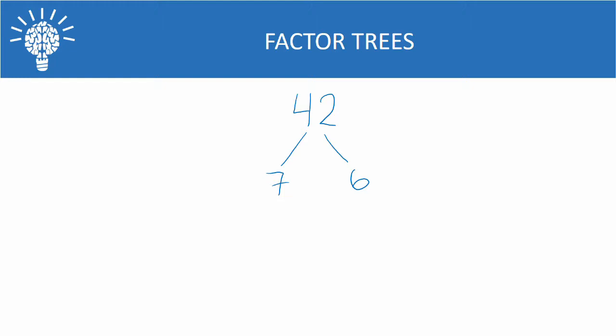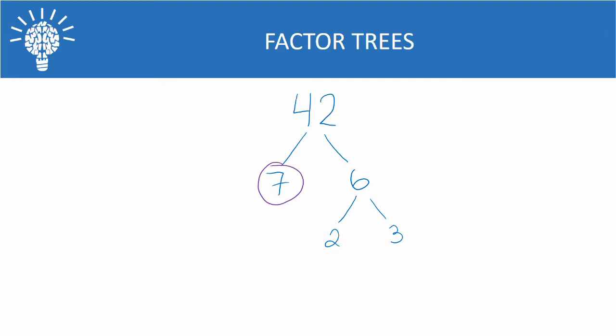And now I have to ask myself, are these numbers prime? If the numbers are prime, then I'm going to circle them. And if they're not prime, I'm going to need to split them up further. So 7 is a prime number, and so I am going to circle that number, but 6, on the other hand, is a composite number. It can split up further. 6 can be written as 2 times 3. So I'm going to branch off now, and I'll write those numbers below 6.